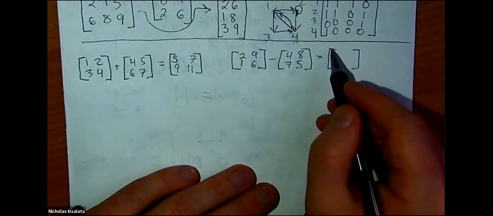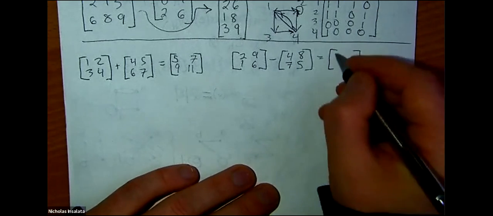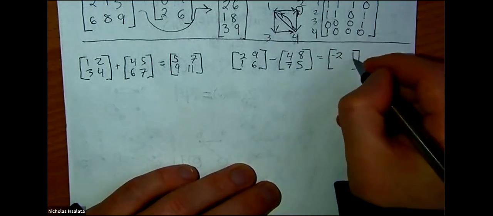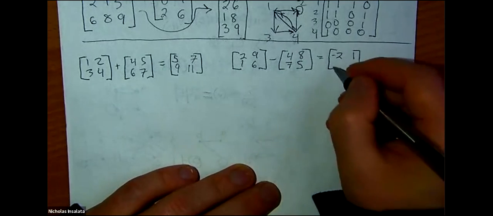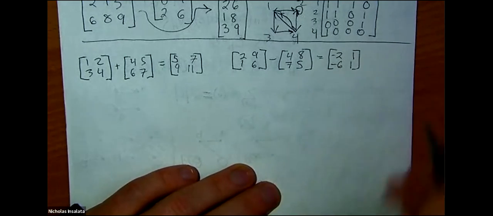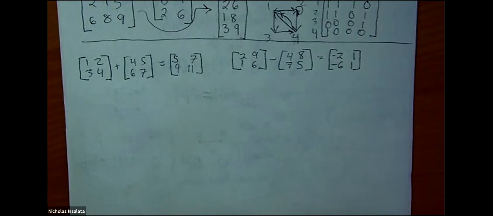Okay, so what have I got in the top left? -2, 9 minus 8 is 1, 1 minus 7 is -6, and 6 minus 5 is 1. Very nice. Cool. Okay, so that's addition and subtraction. How about multiplication, right? Well, that's where it starts to get horrifying.